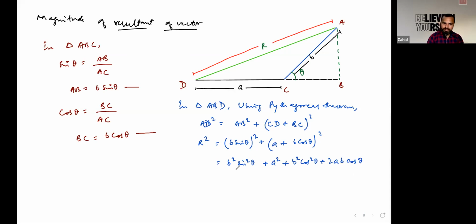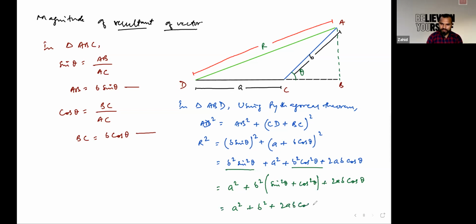Now, take out common from this and this. You will get B square as the taken out coefficient. So you are left with sine square theta plus cos square theta, and 2 times AB cos theta. Sine square plus cos square will be 1. So it will be A square plus B square plus 2AB cos theta. And here we have R square. So on moving square to the other side, it will become square root. So the resultant of the two vectors is equal to A square plus B square plus 2AB cos theta whole under root.